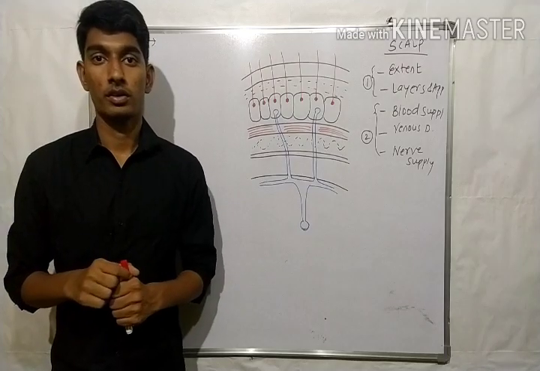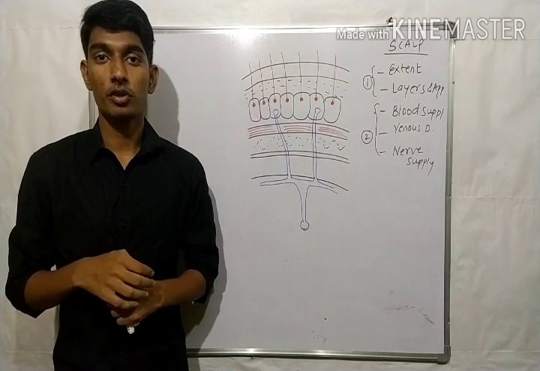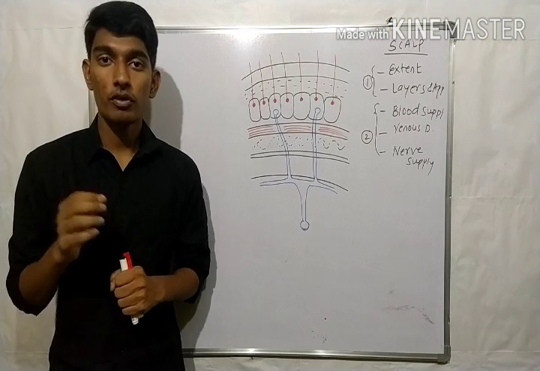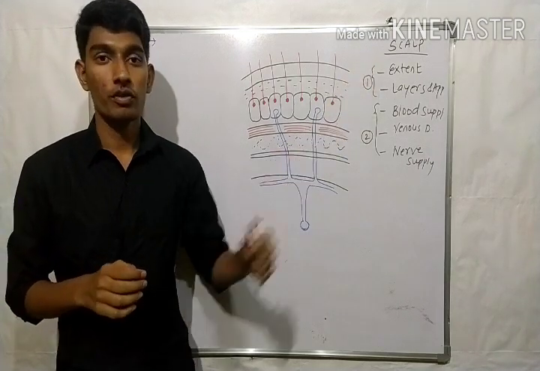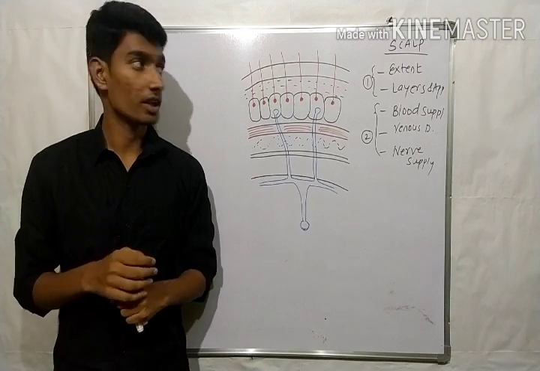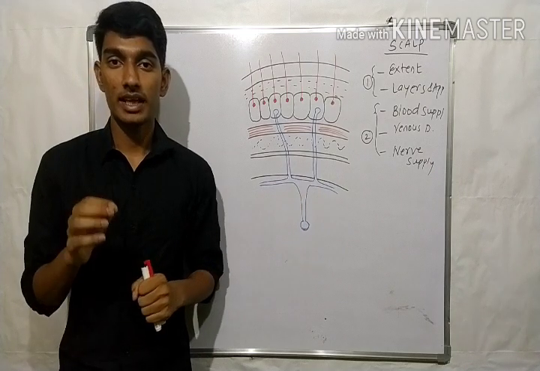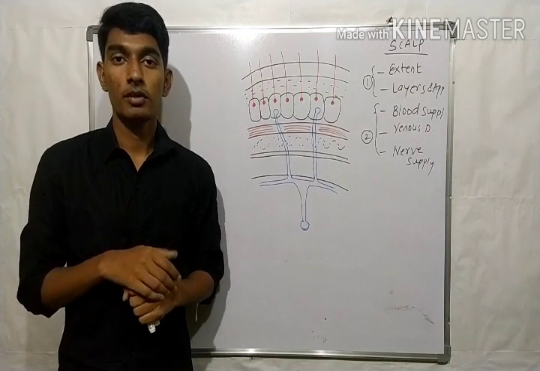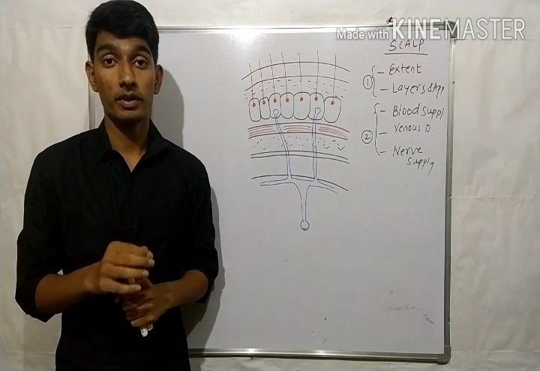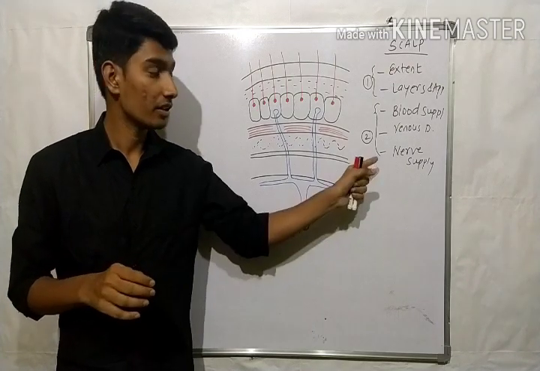Hello everyone. Today we will start a new topic from anatomy of head, neck, and face, and the name of the topic is anatomy of scalp. We are going to study the anatomy of scalp under the following heads: extent, layers, blood supply, lymphatic drainage, venous drainage, and nerve supply.